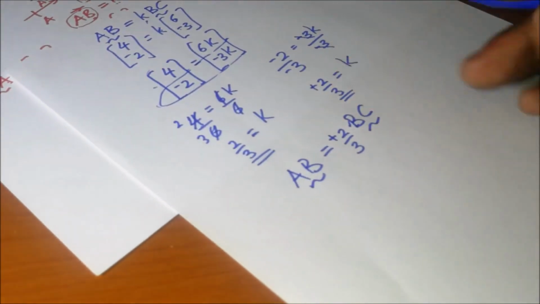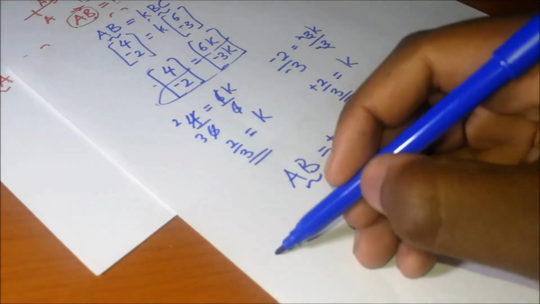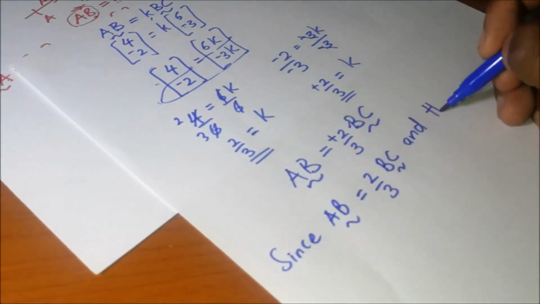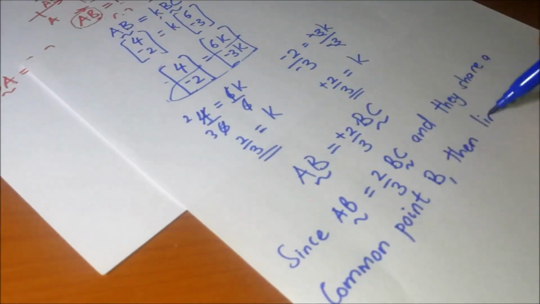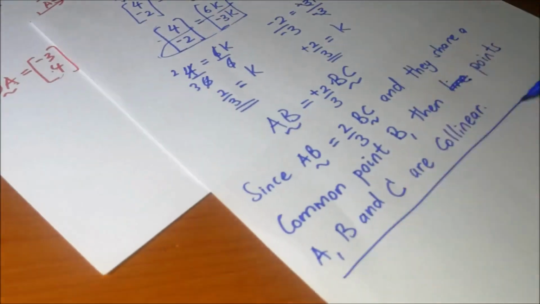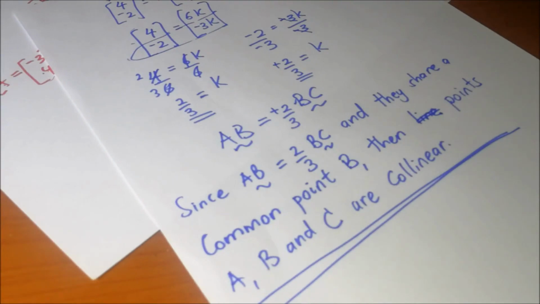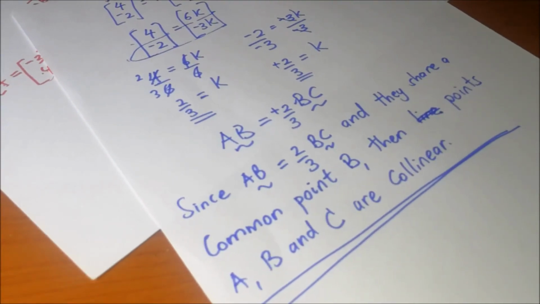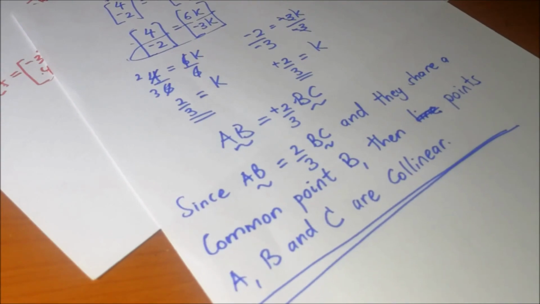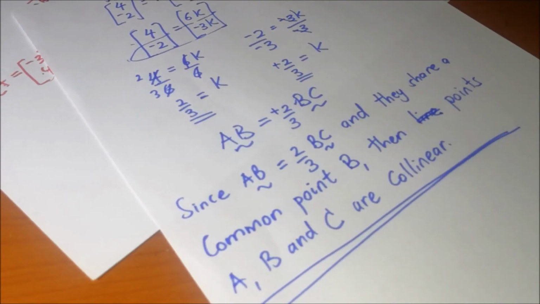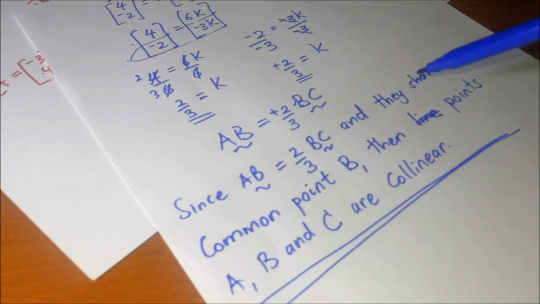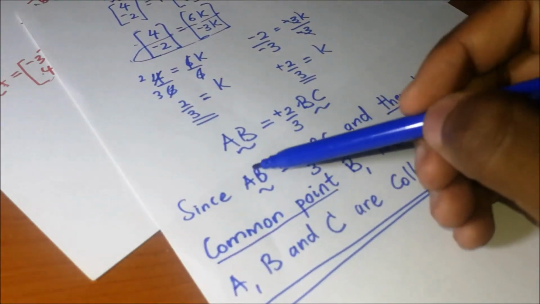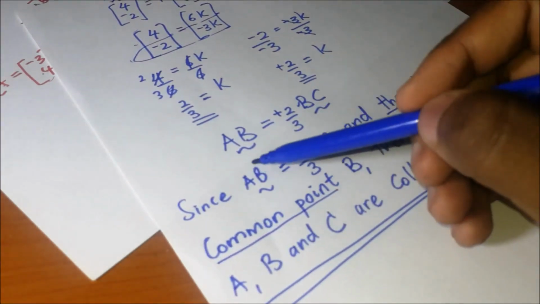So after arriving there, you make the conclusion. You say that since AB... so that's how you conclude. Now you realize that the conclusion is pretty much related to what we had done before when we were trying to prove that lines are parallel. The only difference here is that we are supposed to include that they share a common point. In this case, the common point is point B.